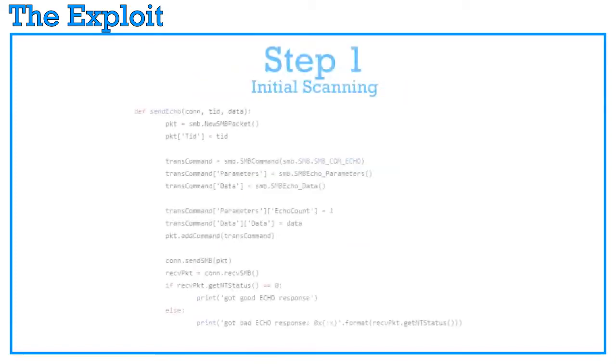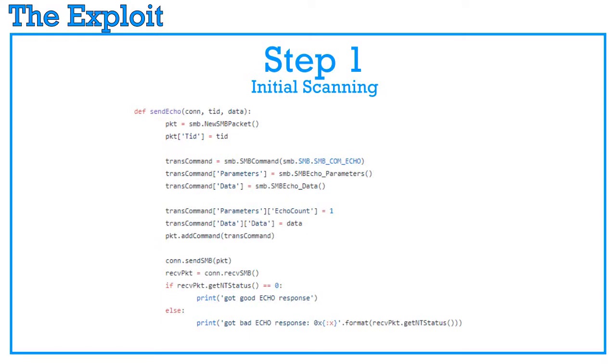The first thing to do is some initial scanning. This will determine if the target computer is running SMBv1. If it is not, then there is no need to run this attack as it will not be effective. This can be done in the Metasploit modules by sending an echo command, as seen in the screenshot below.